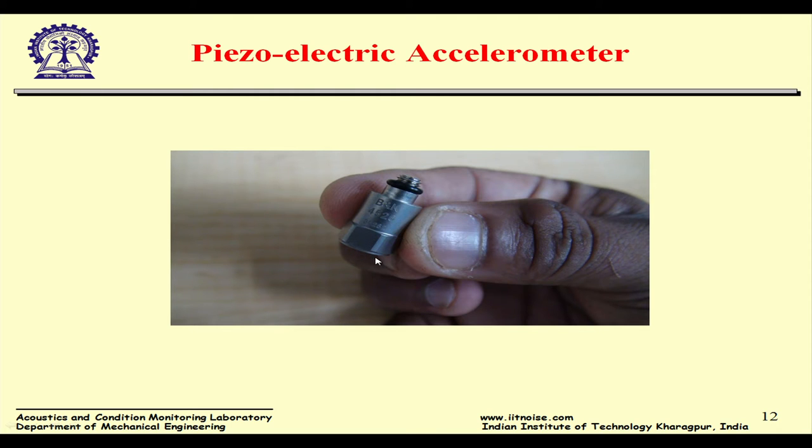This can be mounted on any location by a magnet, by tapping a stud, or by putting a washer with glue and so on. Then you put a cable, and this would generate a charge. This charge needs to be converted to voltage, because I cannot store charge. So charge has to be immediately converted to voltage and then transferred over to a system where you could measure, record, and so on. So this is a uniaxial piezoelectric accelerometer.